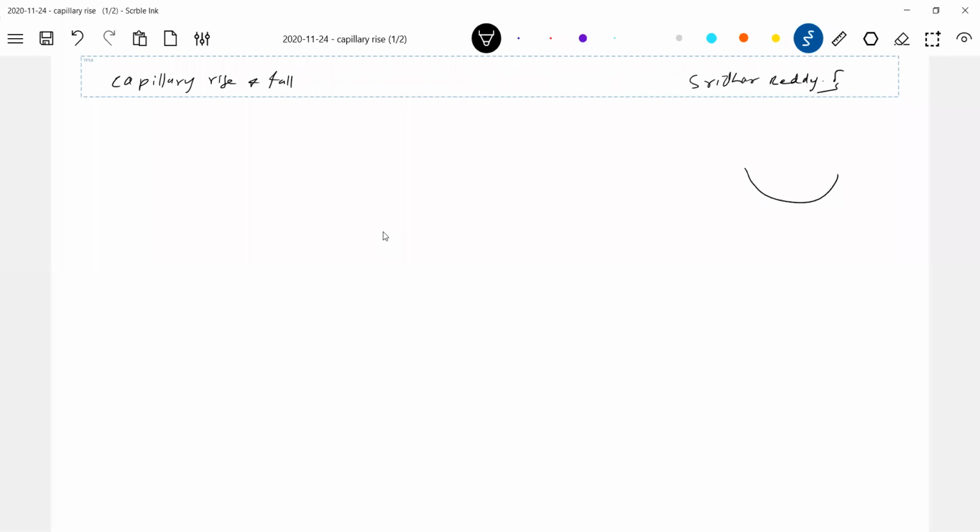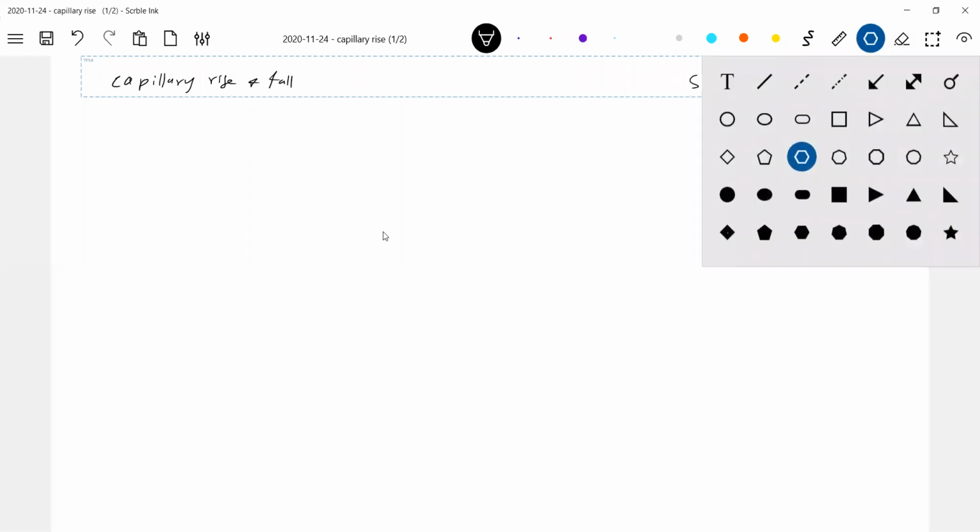If this is a meniscus, where will the pressure be more? I'll say liquid here, and this is air. Tell me where pressure will be more, and let R be the radius of the meniscus.